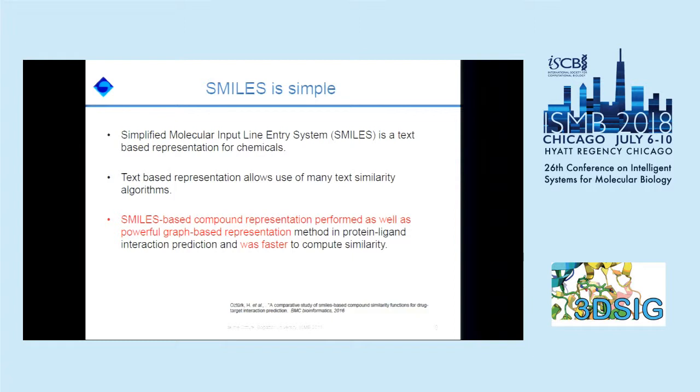Since SMILES is simple and text-based, we can use many text similarity algorithms on it if we want to compute the similarity of 2 ligands using their SMILES strings. And indeed, in a very recent study, we showed that using the SMILES-based representation, we obtained competitive scores with the method that uses graph-based representation in the protein-ligand interaction prediction task. And the SMILES-based representation was exceptionally faster to compute ligand similarity when compared with the graph-based algorithm.